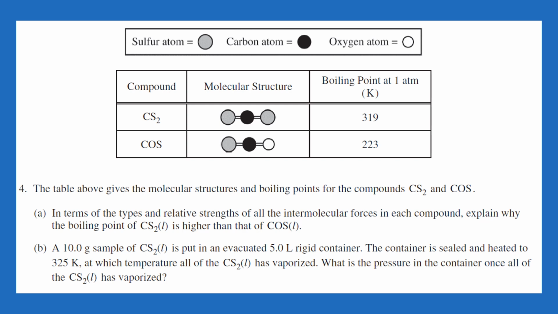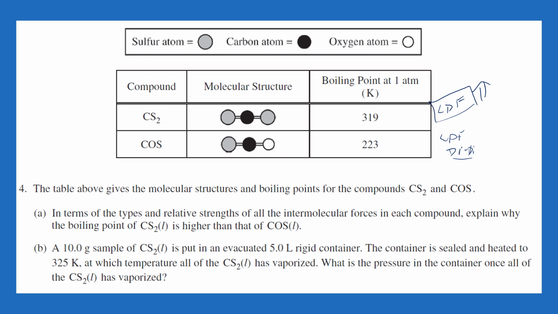So this is one of those maybe doesn't follow the pattern type of questions, but we know that the CS2 has London dispersion forces, and no, that's probably not any dipole-dipole. It's pretty symmetrical there. Whereas COS has London dispersion forces and also some dipole-dipole. So typically you would expect, because there's dipole-dipole, that the COS would have a higher boiling point, but it doesn't, okay? So that means the London dispersion forces in CS2 must be so much stronger that they're stronger than the London dispersion and dipole-dipole interactions in the COS.